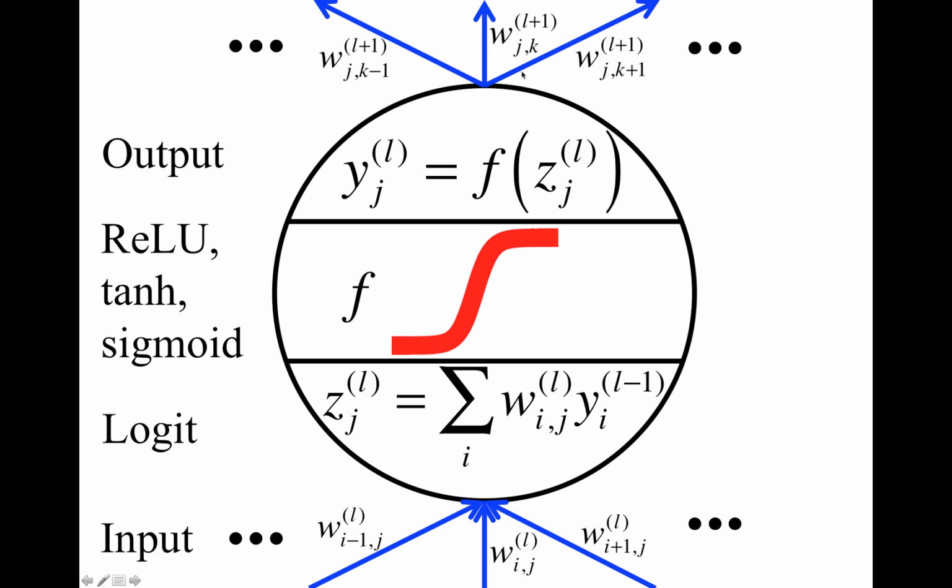So all the weights for the connections going out of this neuron are going to have a superscript L+1. And the first subscripts are all j, because all those connections are going out of the jth neuron in the Lth layer. That's because the first subscript is always j for all these weights.